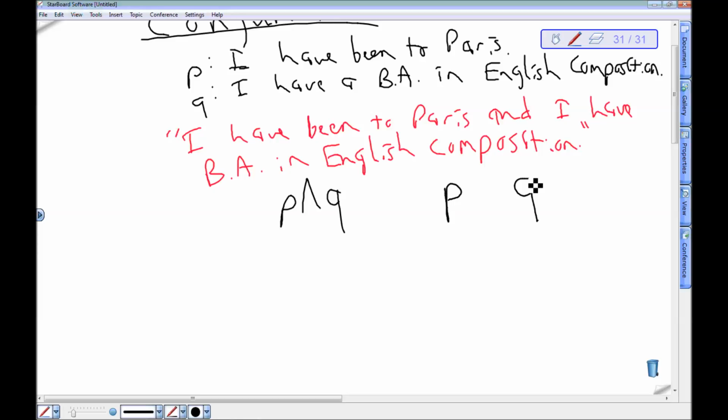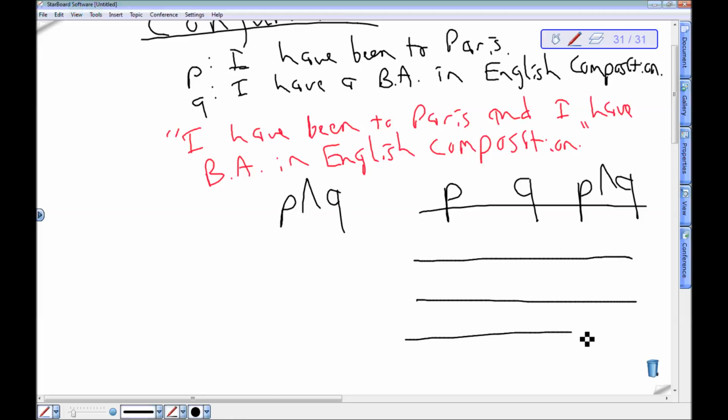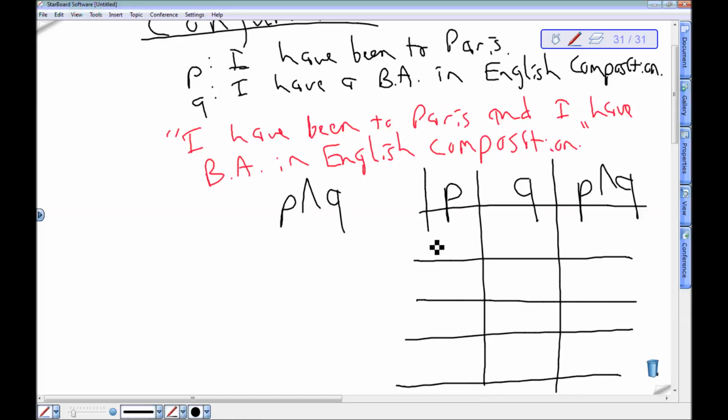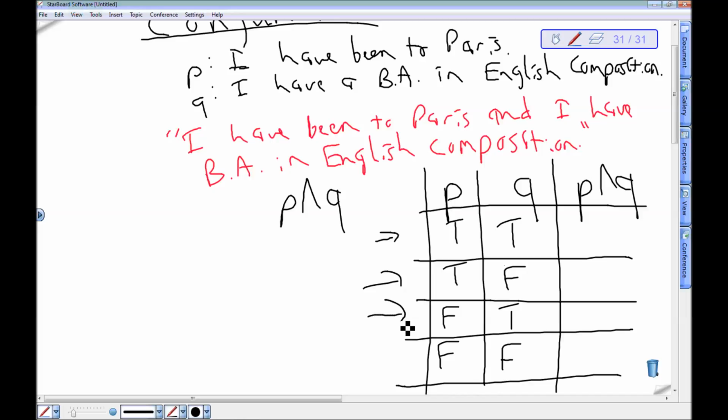So I have P, I have Q. I want to know what is P and Q given those values. Now I'll talk about this more in a minute, but since I have two simple statements, I'm going to need 4 rows for this truth table. And by talking about this in a minute, I mean I'll talk about it in a different video. Okay. The different combinations that can happen here can be listed out by these 4 rows. They could either both be true, P could be true and Q could be false, P could be false and Q could be true, or they could both be false. Let's look at each of these in relation to this statement.